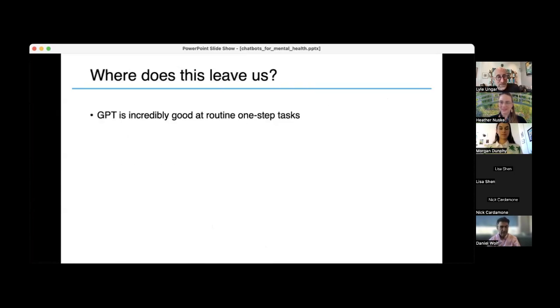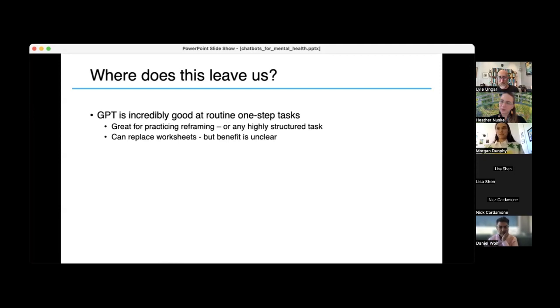Cool. So where does this leave us? Great at routine one step, great for things like worksheets, practice reframing. It will give you feedback on anything you're working on. I'm not sure if there's a big win. We've been trying replacing some of the worksheets with chatbots. People like them, but I'm not sure they're learning anything more. So I think when it's useful is a little bit unclear in the current world. Currently very bad at planning, a little bit unreliable.